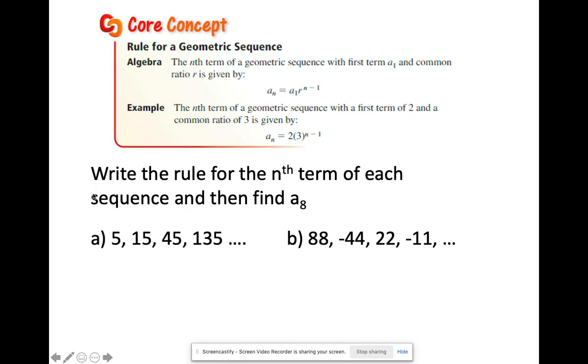Now let's work on the following examples. Write the rule for the nth term of each sequence, and then find a sub 8. I'm going to ask you to do this on your own. I'm going to wait.